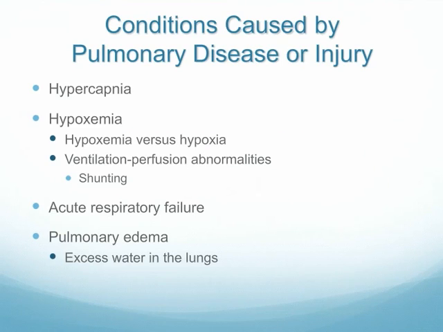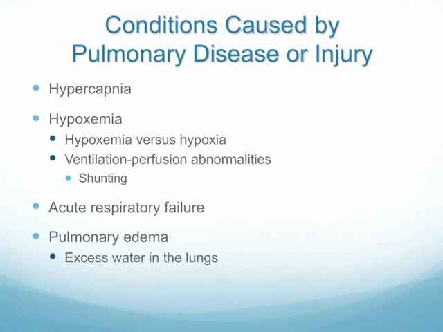Some of the major classifications of diseases that are caused by a pulmonary problem include hypercapnia. So hypercapnia is a very high carbon dioxide level, so we have a high CO2 level. This is caused by a problem with ventilation, whereas hypoxemia is a condition that occurs because the patient's not getting enough oxygen into the tissue. So separate problems here. We have a problem with oxygenation versus a problem with our CO2.